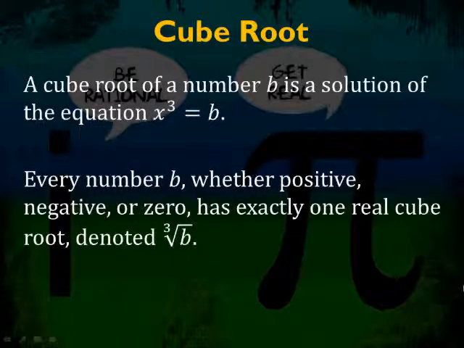The cube root of a number b is a solution to the equation x cubed equals b. So every number b, whether positive, negative, or 0, has one real cube root. And you see this written as the cube root of b, a little 3 written up here with the radical. So this is called the cube root of b. And the cube root of b cubed gives you b.